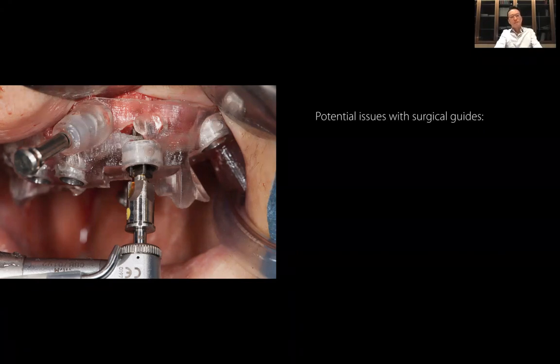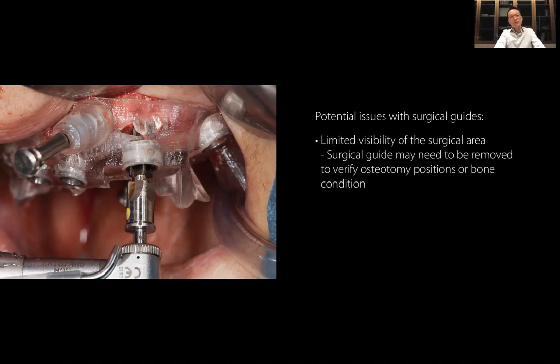And with the surgical guides, actually, there could be some potential issues. And I've been using the surgical guide for almost 15 years. And unfortunately, some of the issues I had very early on have not been solved over the past 10, 15 years, because those problems I had before, I still have them today.